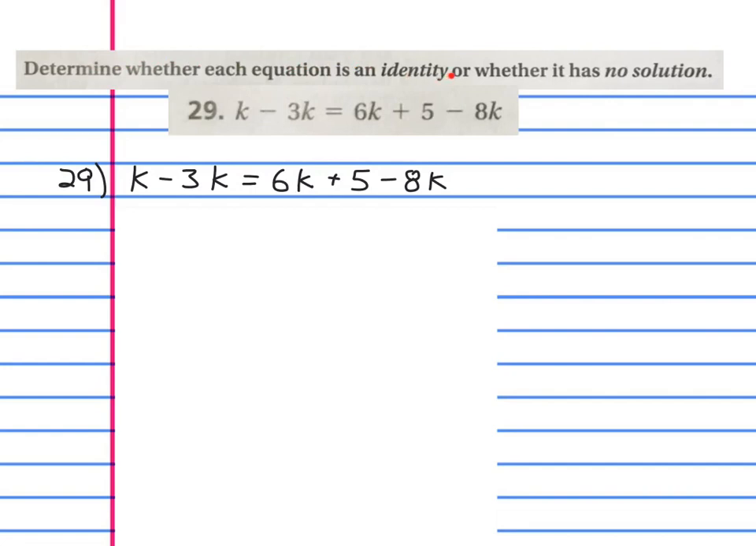Determine whether each equation is an identity or whether it has no solution. By the way, identities means infinite number of solutions. It's the same on both sides, so everything will work for it. But first we need to simplify it. So what do we do here?